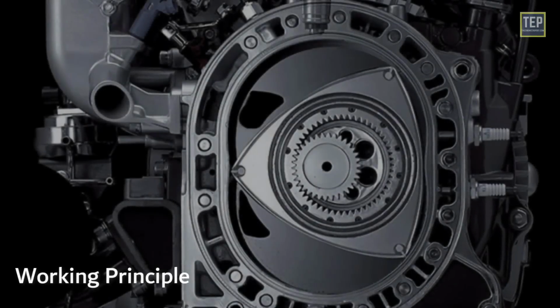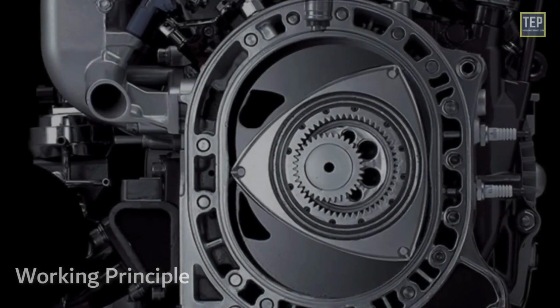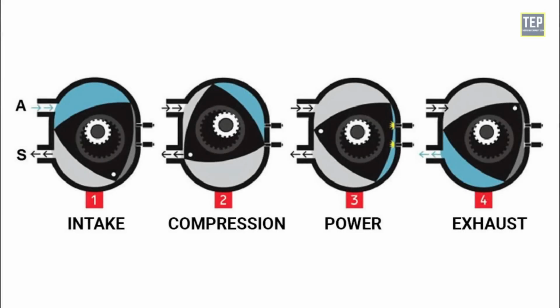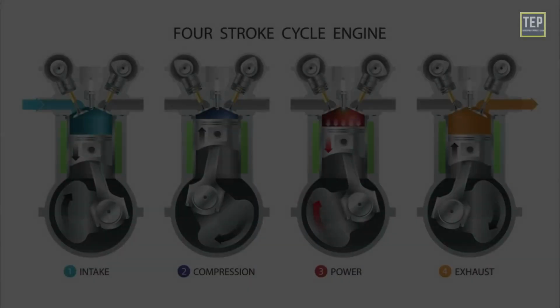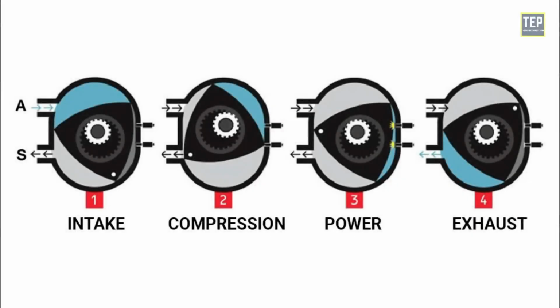And now, let's take a look at the working principle of a Wankel rotary engine. Rotary engines use the four-stroke combustion cycle, which is the same cycle that four-stroke piston engines use. But in a rotary engine, this is accomplished in a completely different way.